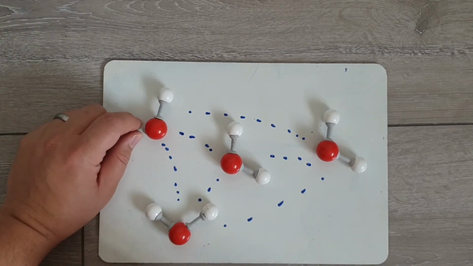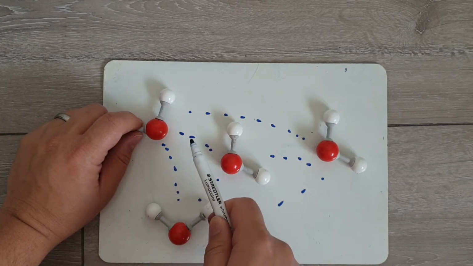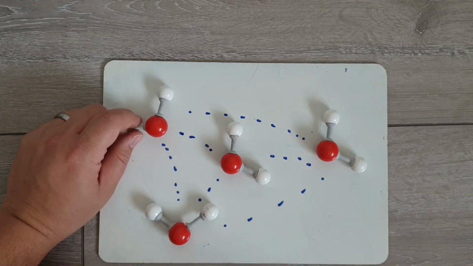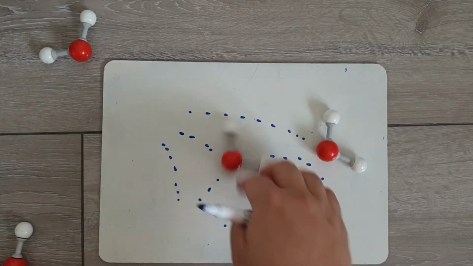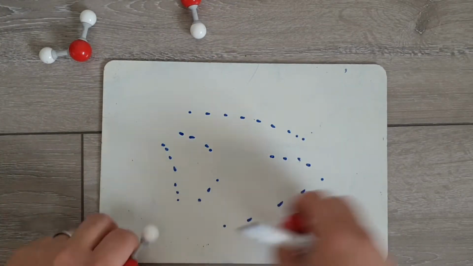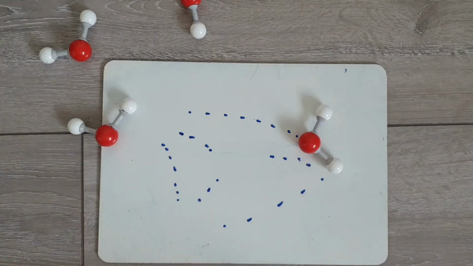There's almost nothing keeping this one in place. These three dotted lines are really, really weak forces. So it means it can just move over there for a little bit. And then that one can move over there, and they can all move around. They've got really weak intermolecular forces.